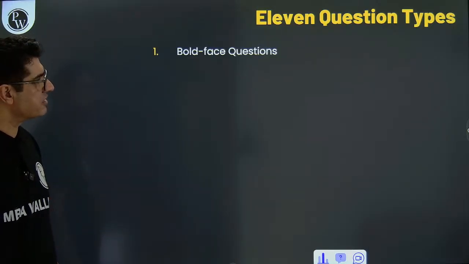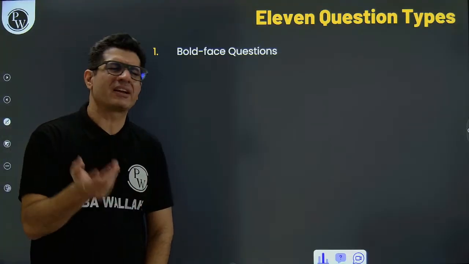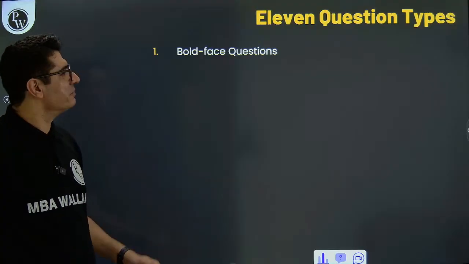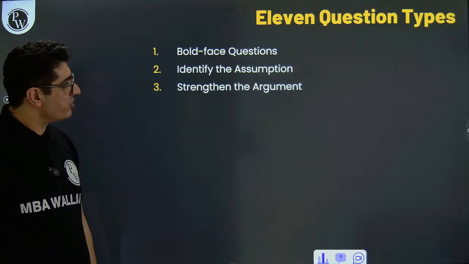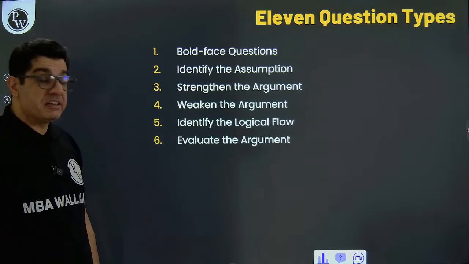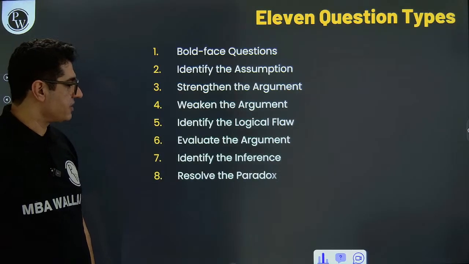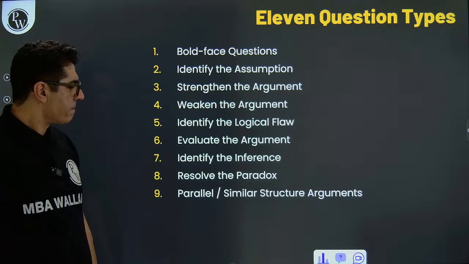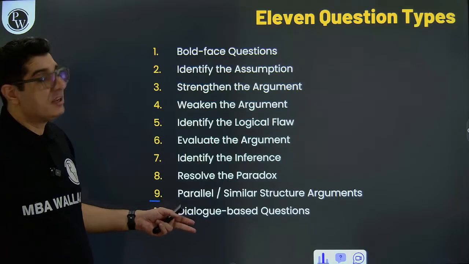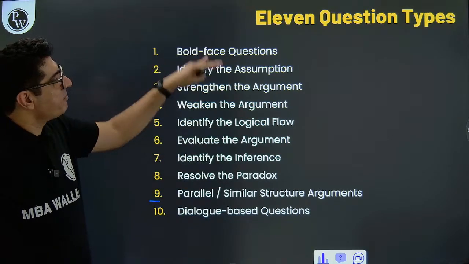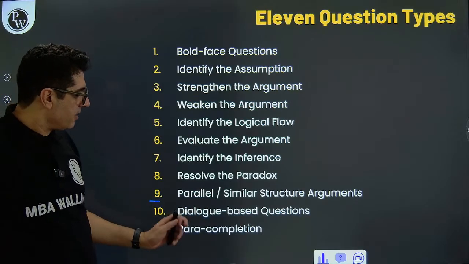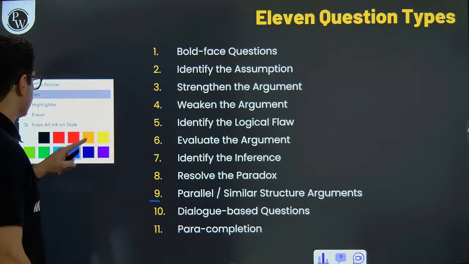So what are those 11 question types? The first is bold-faced questions. A lot of people actually leave it for later, and I understand why, but then we'll see. Then identify the assumption, strengthen the argument, weaken the argument, identify the logical flaw, evaluate the argument, identify the inference, resolve the paradox, parallel or similar structure arguments. Then dialogue based questions. Now this is not exactly a new variety. You will use something that you've picked up from one of these other question types. It's a different way of phrasing questions. And then another different way of phrasing the questions will be para completion.